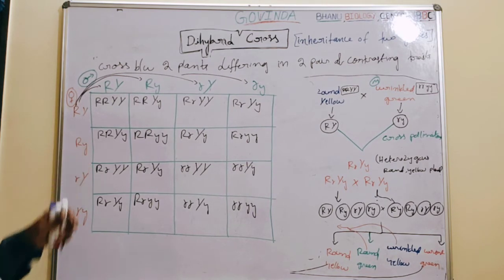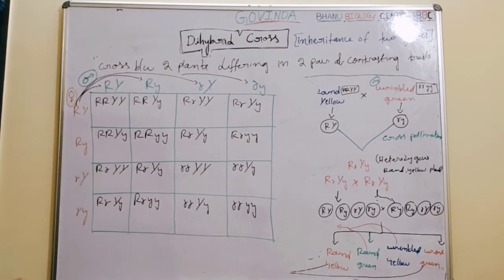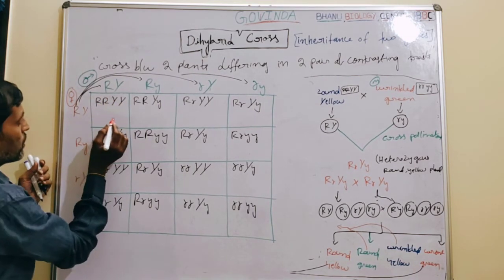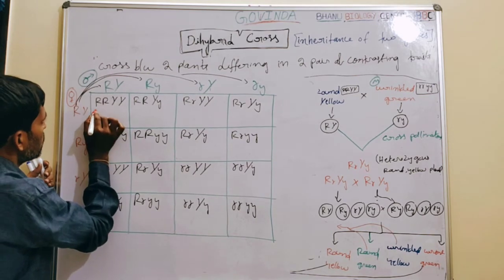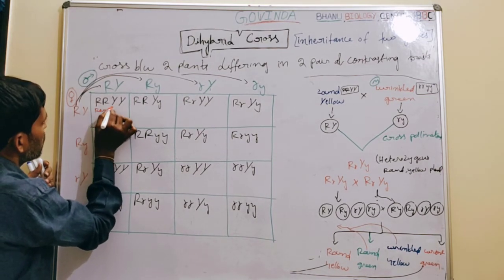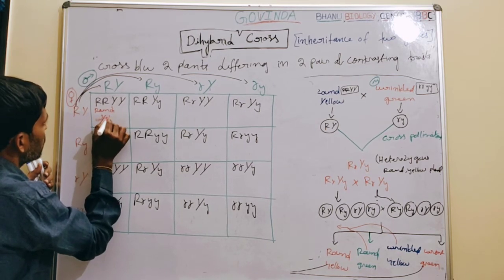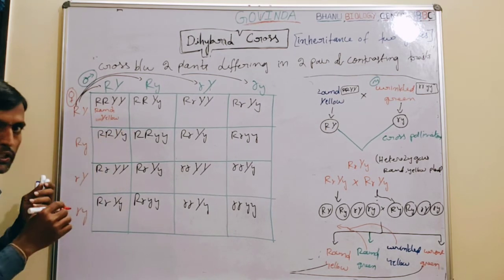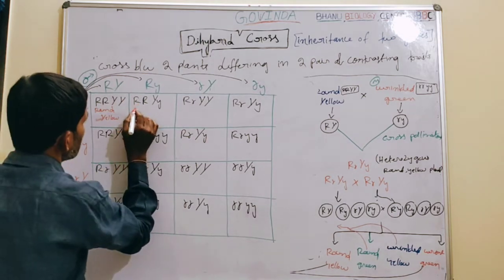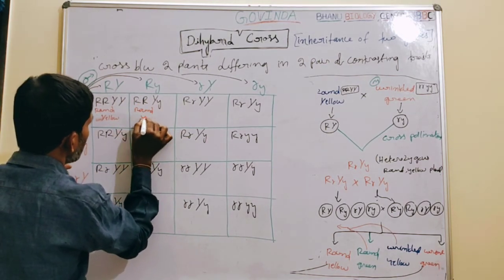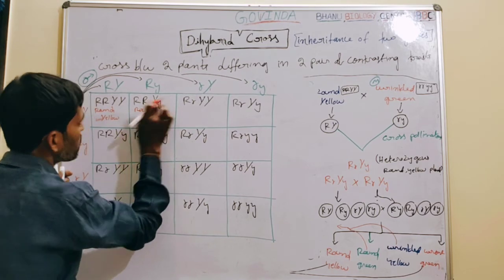So in this way we have to write the genotype. First write the phenotypes, right? First write the phenotype of these plants. So RR, YY, round yellow seeds producing plant. Here round, again yellow seeds producing plant.